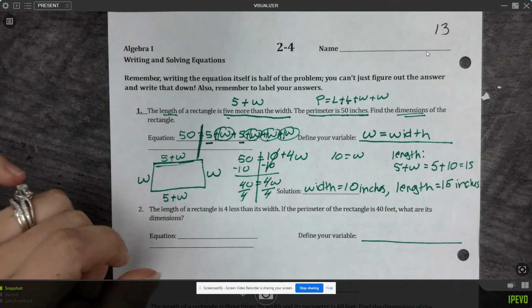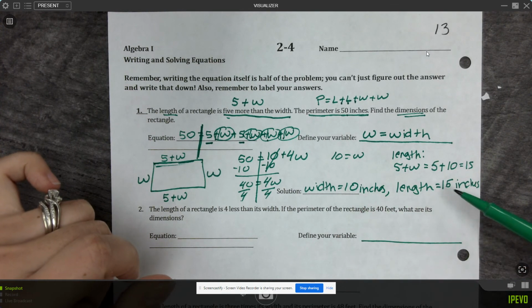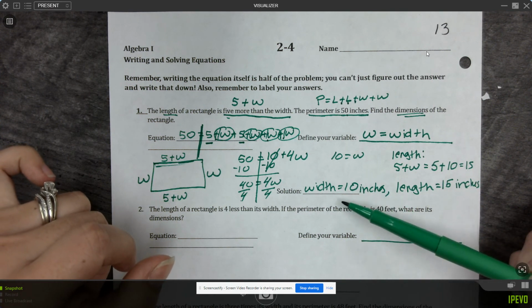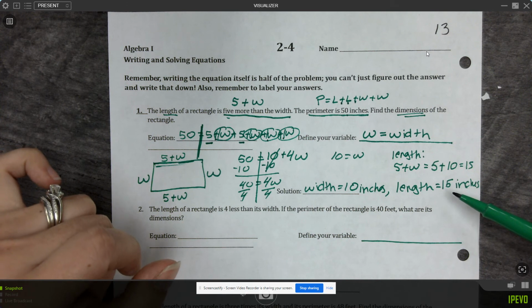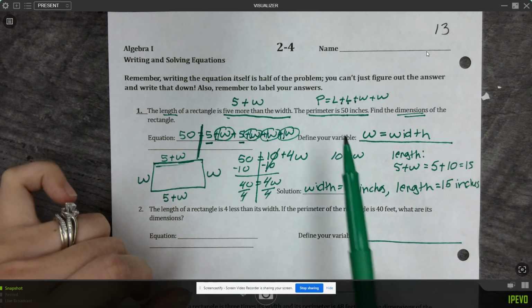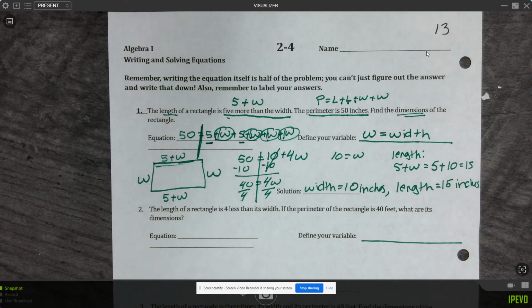And then you can check. To find your perimeter, you would add your width plus your width plus your length plus your length. 10 plus 10 is 20. 20 plus 15 is 35. 35 plus 15 again is 50, which is what we should have. You're going to try some problems on your own before you move on to the next type.